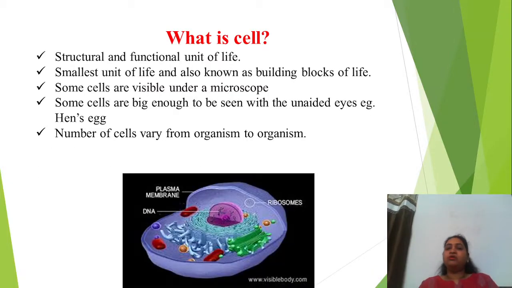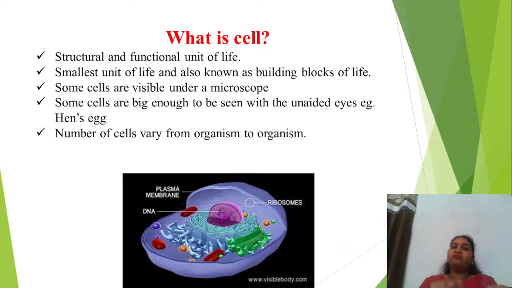begin with our chapter. So, cell. All the living organisms, plants, animals, insects, are made up of cells. So what is a cell? The cell is the basic structural and functional unit of life. The smallest unit of life is called a cell, and it is also known as the building block of our life. So can we see cells with our naked eyes? No, most of the cells are seen under a microscope, while some other cells are seen with our naked eyes.